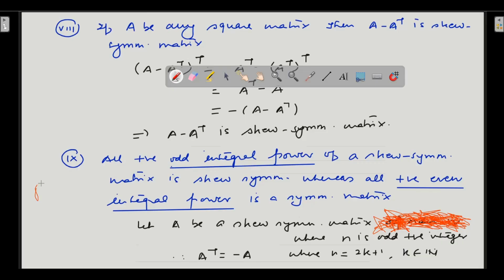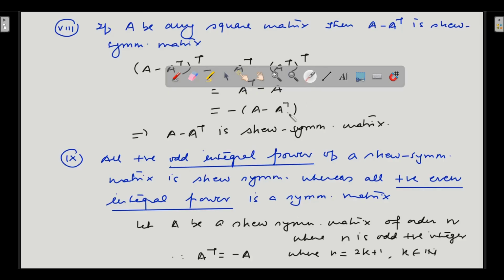Suppose we have a matrix A which is skew-symmetric. Now, if we raise the power on this matrix, suppose we raise the power n. What it is saying is that if n is odd and A is skew-symmetric, then A to the power n will be skew-symmetric. And if n is even, then A to the power n will be symmetric instead of skew-symmetric. That is what the theorem is saying.